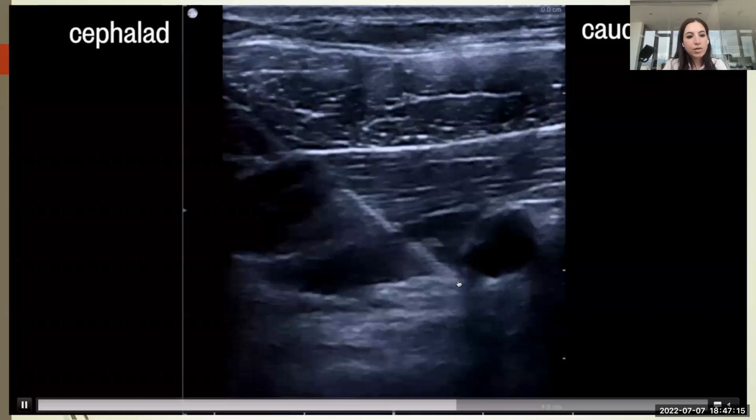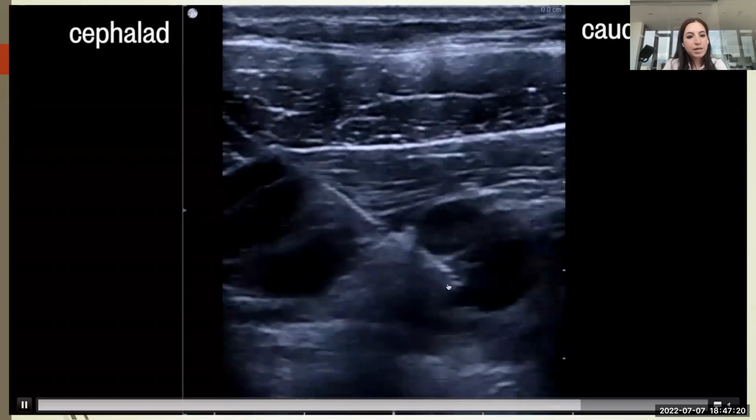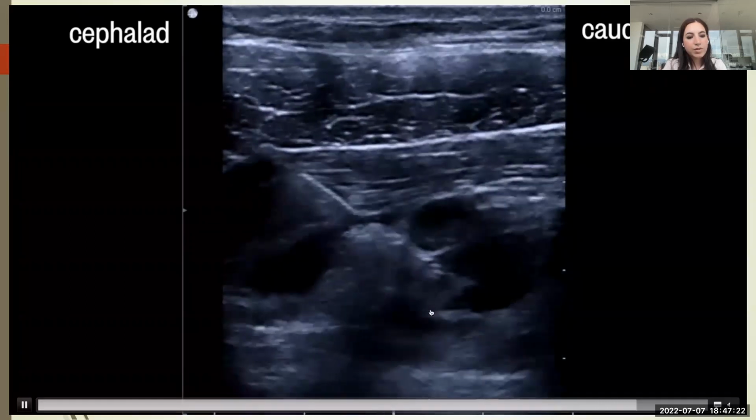You can see the lateral cord rolling away safely from the needle there. And local anesthetic spread, both medially and posteriorly.